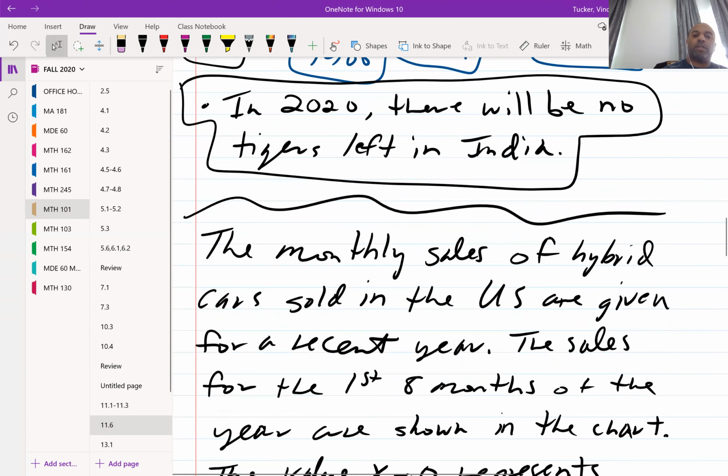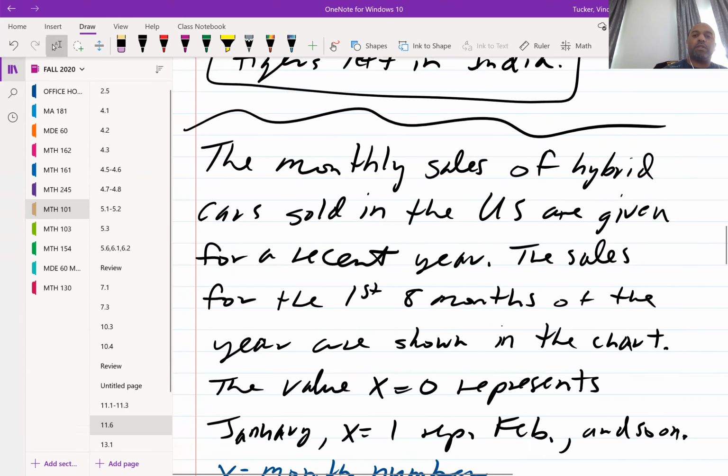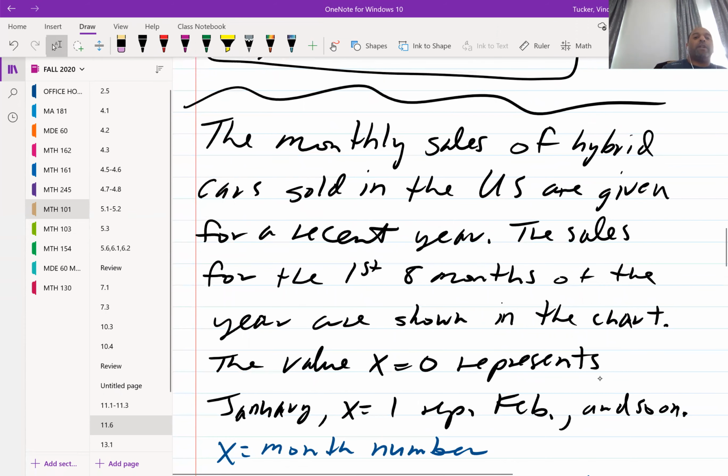All right, can we go to the next one? Everybody good? All right. Next one, the monthly sales of hybrid cars sold in the U.S. are given for a recent year. The sales for the first 8 months of the year are shown in the chart. The value x equal to 0 represents January, x equal to 1 represents February, so on. So notice x equal to 0 represents January for us, not x equal to 1. X equal to 1 represents February. Then 2 would be March, and so on. All right, so I'll give you a chance to write that.